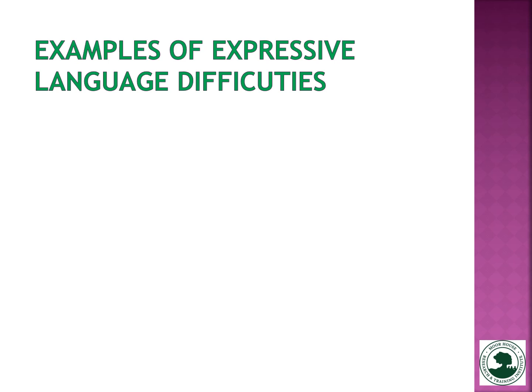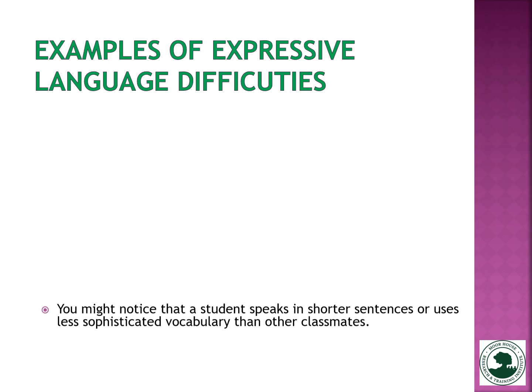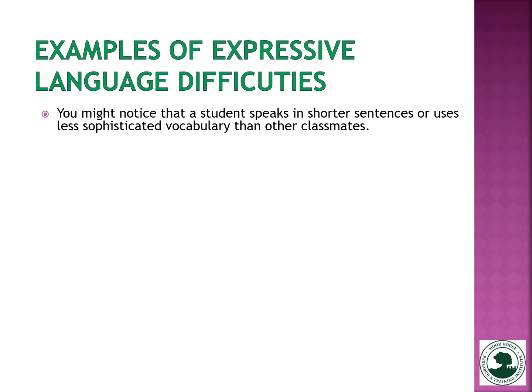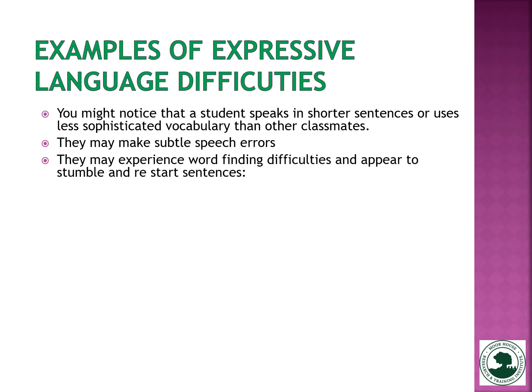If you think a child in your class might have DLD, it's useful to listen out for errors in their expressive language and make a note of them. You might notice that a student speaks in shorter sentences or uses less sophisticated vocabulary than the other classmates. They may make subtle speech errors. They may experience word-finding difficulties and appear to stumble and restart sentences.